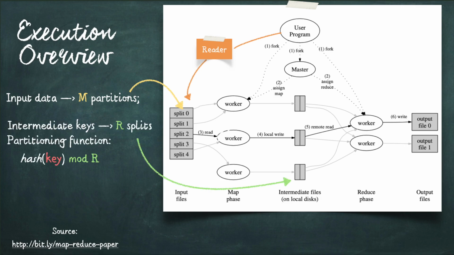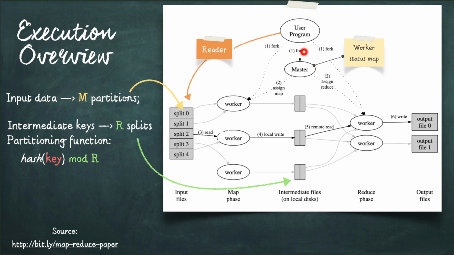On the other hand, reduce invocations are distributed by partitioning the intermediate key space into r different splits by means of a partitioning function, which by default is the hashing of the intermediate key modulo r. This leads to the conclusion that with the default configuration, intermediate keys must be hashable. In fact, strings are. The user program then forks into many copies on a cluster of commodity machines.